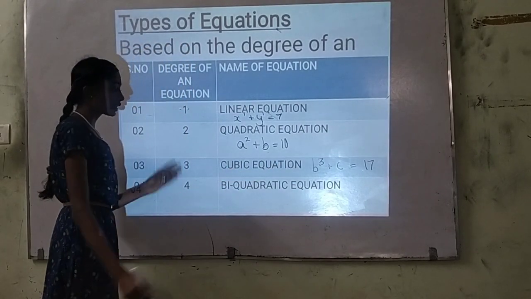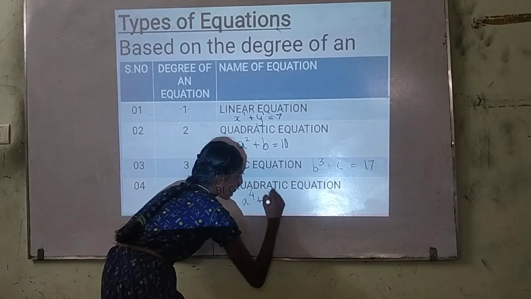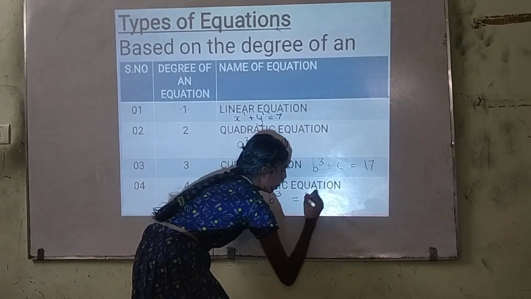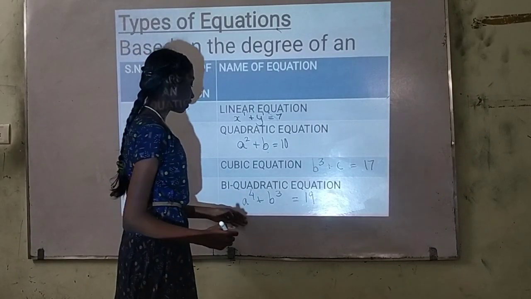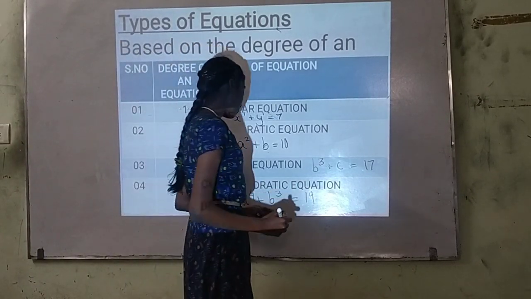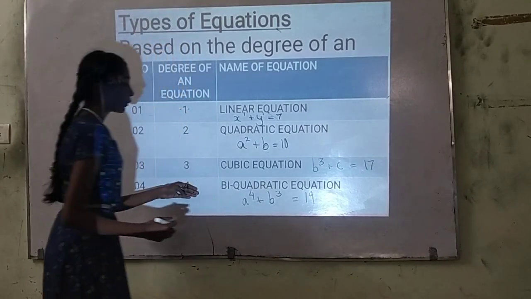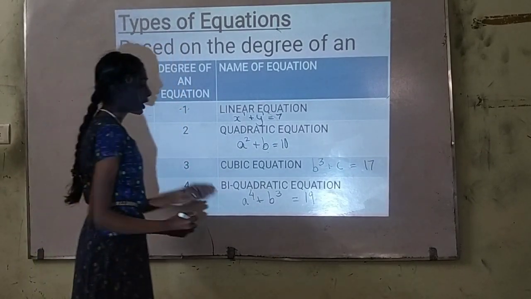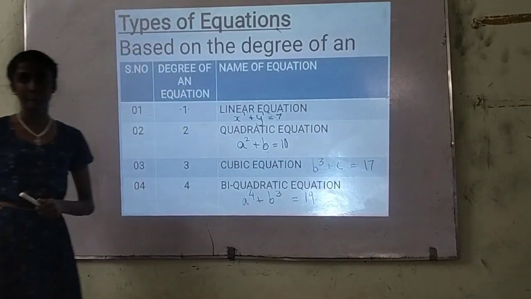Now let us see what is a biquadratic equation. a power 4 plus b power 3 gives you 19. Here you may get confused, since a power 4 is there and b power 3 is also there. It could come under a cubic equation or a biquadratic equation. It surely comes under a biquadratic equation as the highest power is 4.